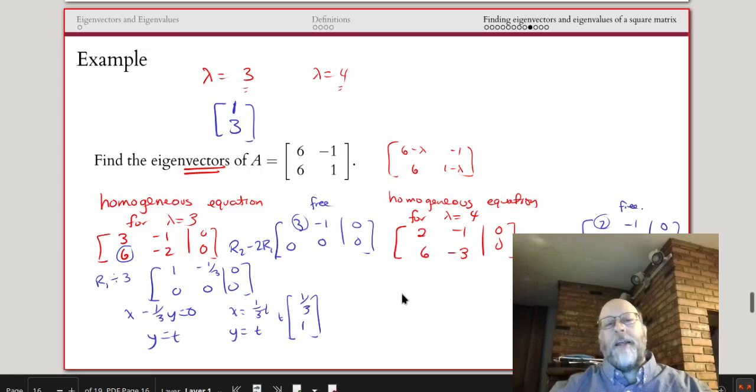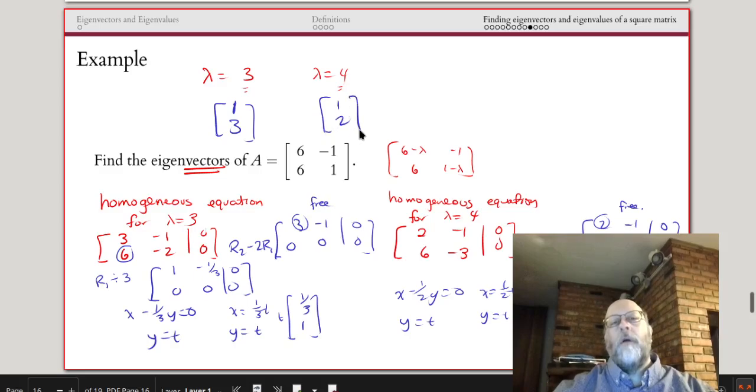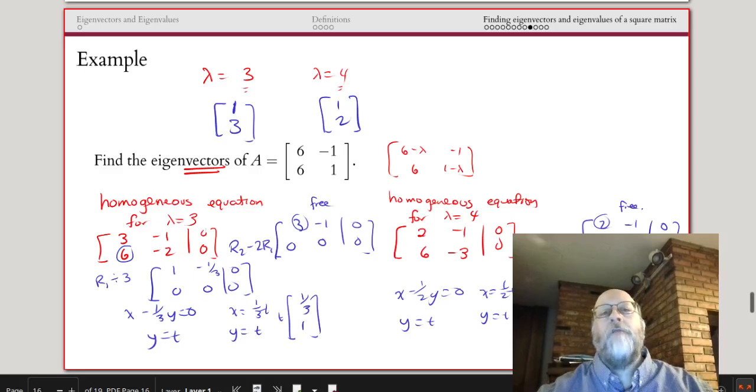And then this is the same idea. X minus a half y equals 0, and y is equal to t. So x equals 1/2 t, y equals t. We could use 1/2, 1, or we can scale that to 1 and 2 by multiplying everything by 2. And I like to use the scaled versions because I prefer not to use fractions if I don't have to, but it's perfectly okay to use 1/3, 1 if you would rather use 1/3, 1 here. All right, we now have the eigenvalues. They're 3, 4. And the eigenvectors, they're 1, 3, and 1, 2.